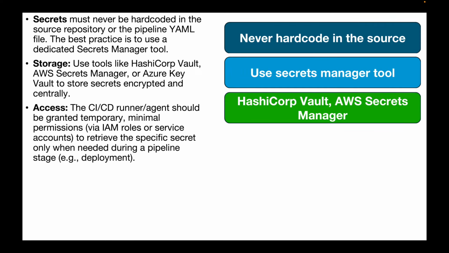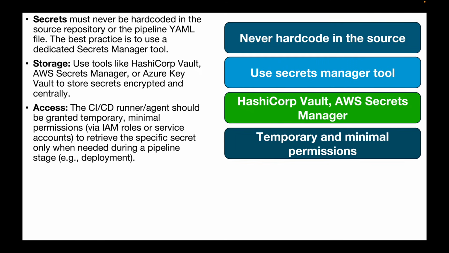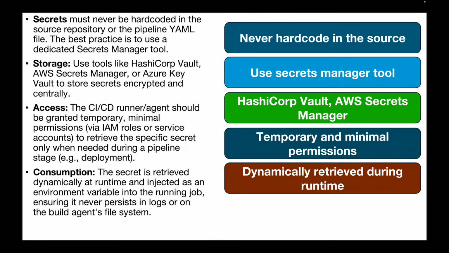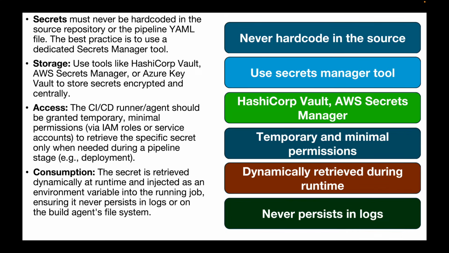Then when we want to access those secrets, we can use the CI/CD runner or agent, which will be granted very minimal permissions using IAM roles or service accounts to retrieve those specific secrets only when needed during the pipeline stage, like let's say during a deployment. And then the secret is retrieved dynamically at runtime and injected as an environment variable into the running job, ensuring it never persists in logs or on the build agent's file system.